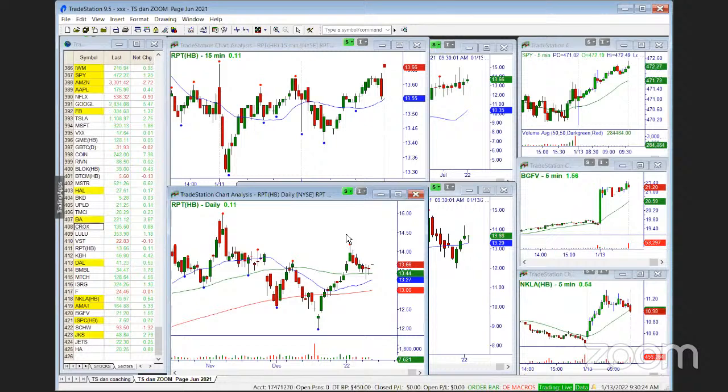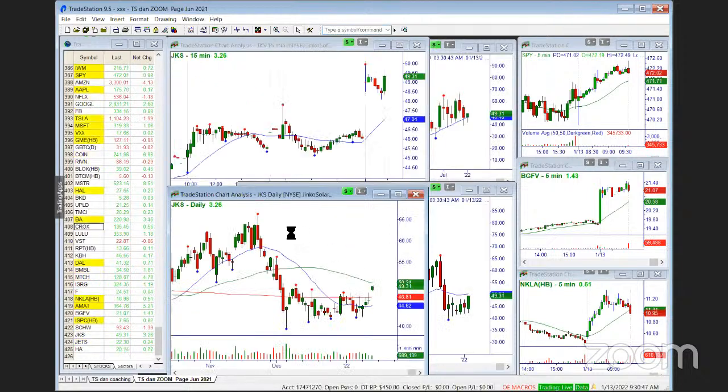RPT alarm went off. Maybe a 5-minute high. Let's see what the market's going to do. Now we have big topping tails on the 4 index horsemen on the 5-minute chart. So I got Nikola and this BGFV and JKS is a gapper. It's holding.